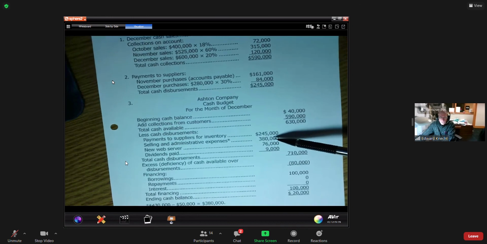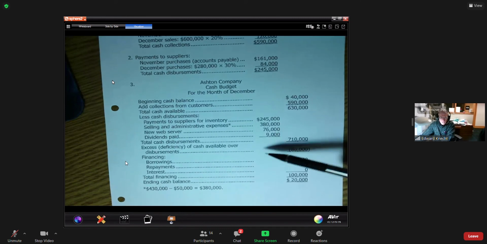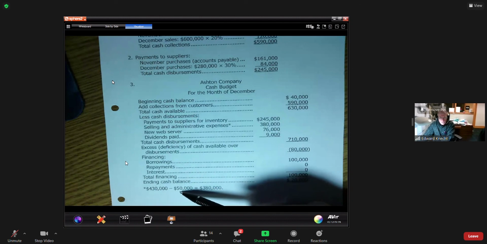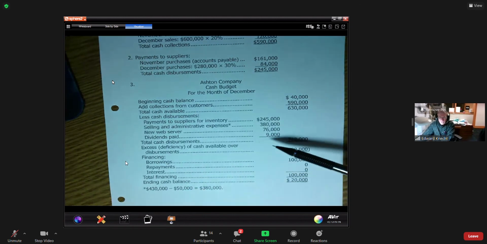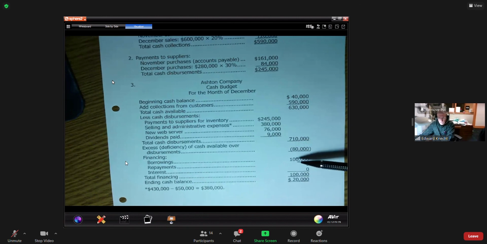We got cash on selling administrative expenses. We got to buy a new web server, and we got dividends. But remember, the selling administrative cost included $50,000 of depreciation expense. That's a non-cash expense, so we got to subtract that. That's how we got 380 here for selling administrative. And so the total cash disbursements are greater than the cash available, so we're short 80,000. We want a $20,000 balance. We got to cover the deficiency, so that's 100,000 we got to borrow to get an ending balance of 20,000.